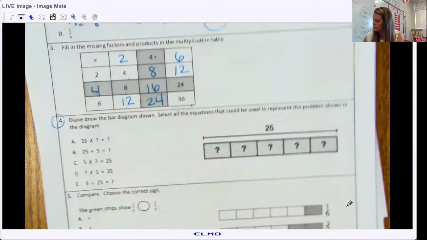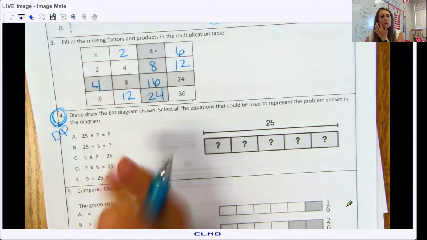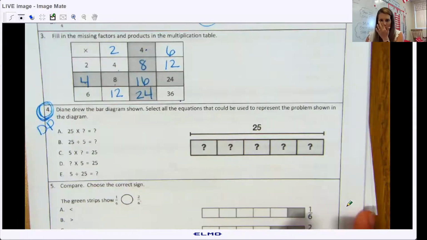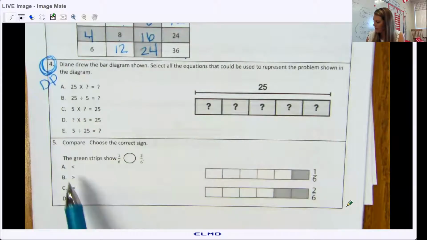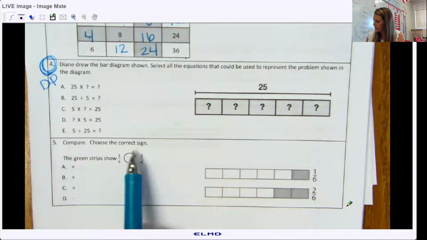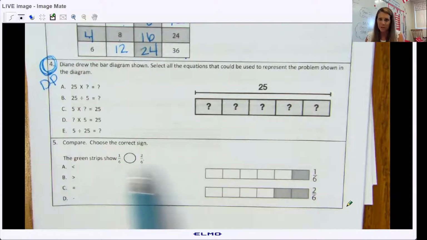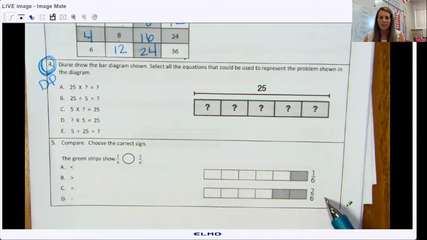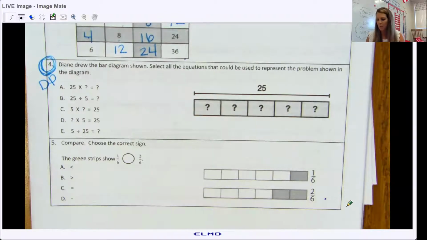Go ahead and circle number 4 and put a DP. You are going to do this one on your own for a discussion post, okay? Moving on to number 5. Compare, choose the correct sign. The green strips, you can't see it, but the picture shows 1/6 and 2/6. We're comparing the fractions, okay? Which symbol makes sense? Go ahead and bubble yours in now.